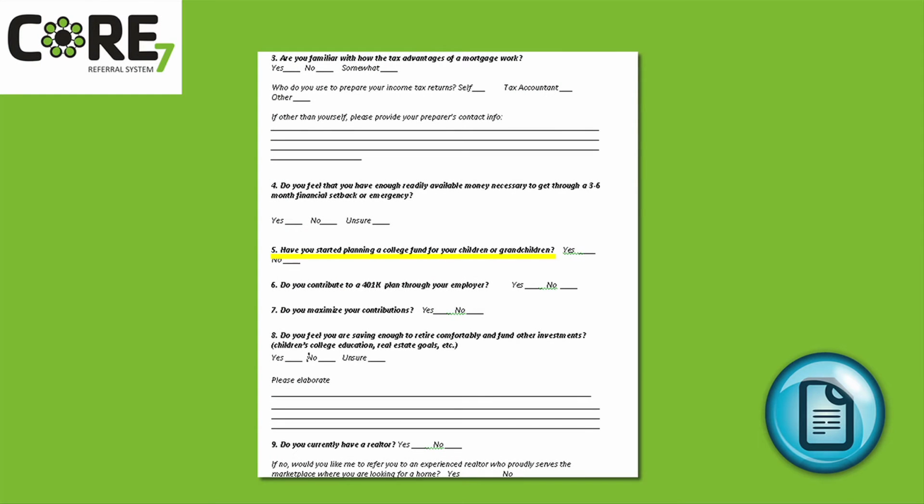Question number 5. Have you started planning a college fund for your children or grandchildren? If this is important to your client, you can discuss different college plans during the consultation and refer them to the financial advisor on your team. There are many things to consider when deciding between student loans, financial aid, and college savings plans. Question number 6. Do you contribute to a 401k plan through your employer?